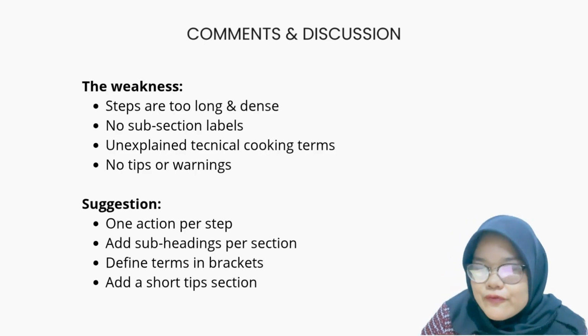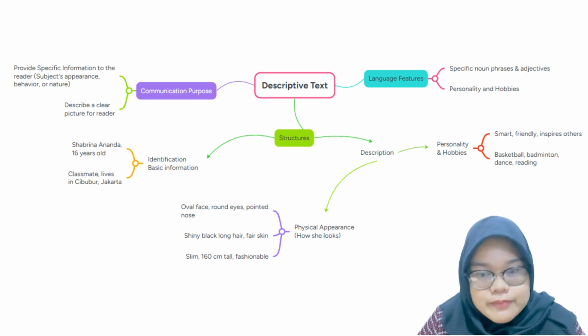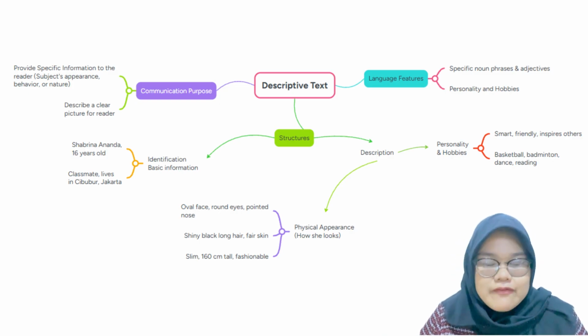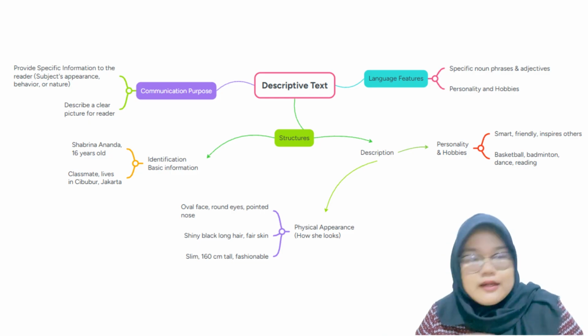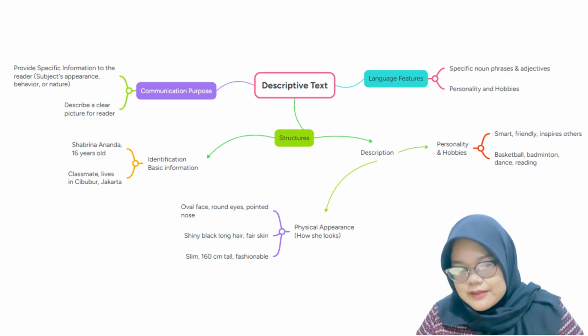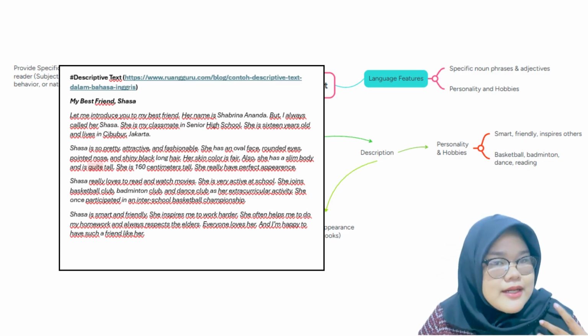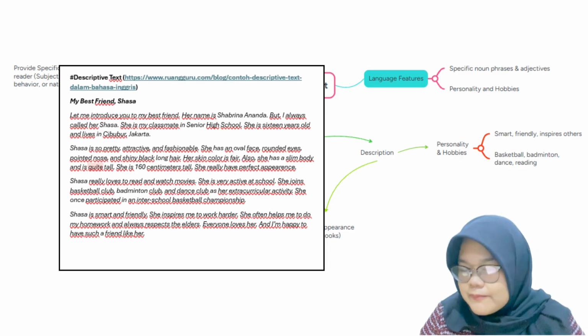Okay, we move to the last part. It is descriptive text. Okay, it's an easy text, like its name, descriptive. I will give you an example of the text above. The title of the text is My Best Friend Sasha.